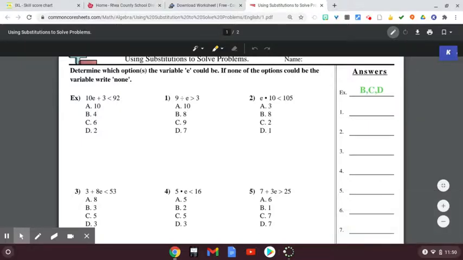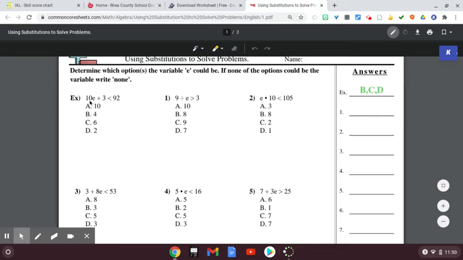Today is Monday, January 11th, and we were using substitutions to solve problems. So this was our practice sheet that we started using. And so we have to determine which option, of course, the S is in our parentheses. So that means that any one of these could be the possible answer. So it could be 1, 2, 3, could be all of them. Or if none of the options could be the variable, we're going to write none.